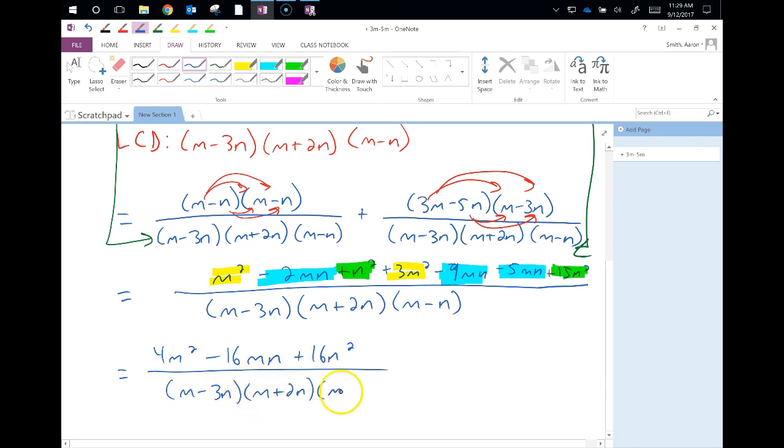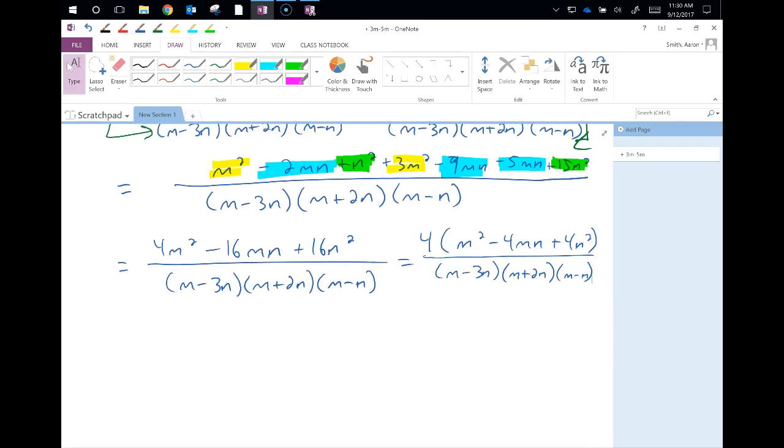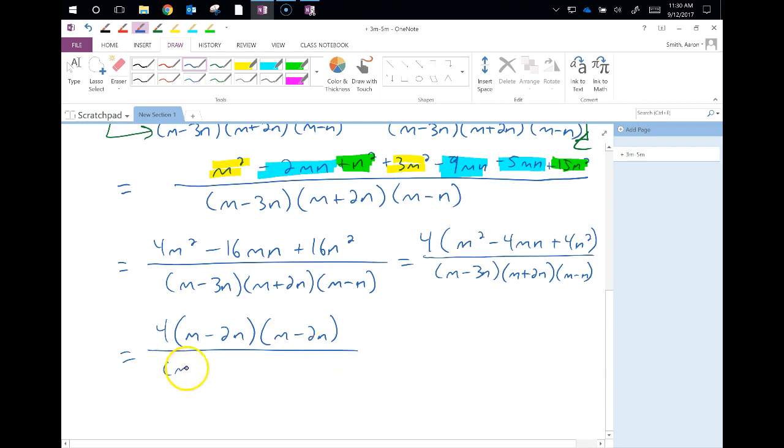Now the last thing we want to do is factor the top and just make sure we're not missing anything important we can cancel out. So I can factor out a GCF of 4, leaving me with m squared minus 4mn plus 4n squared, over (m minus 3n)(m plus 2n)(m minus n). And if you were to factor the top, using the factoring we did before, two things that multiply to positive 4 and add to negative 4 would be negative 2 and negative 2, so I could say (m minus 2n)(m minus 2n), and nothing here actually ends up canceling.